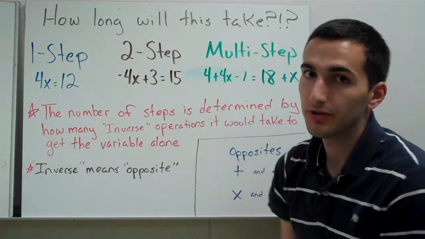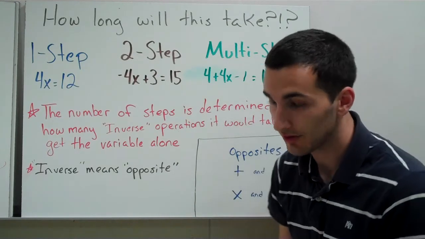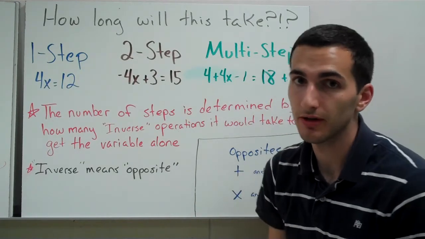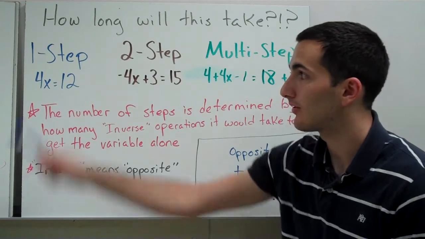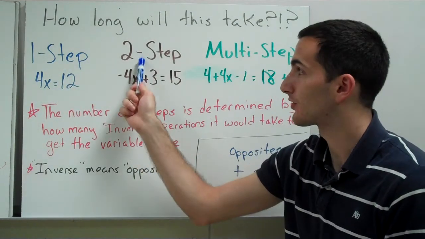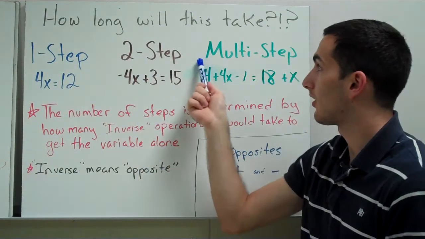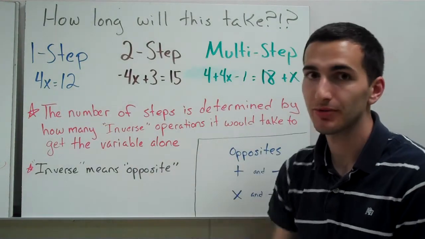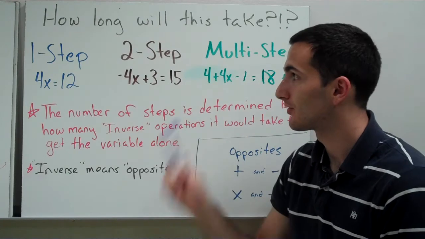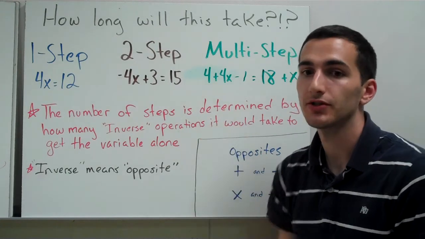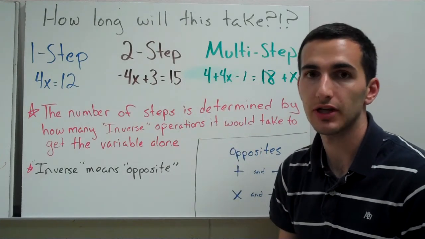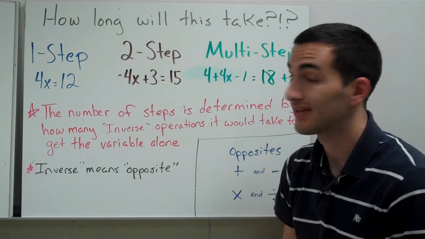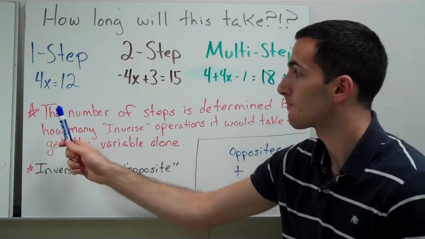Alright, how long will this take? Well, that all depends. There are several different types of linear equations. We have our one-step equations, our two-step equations, and our multi-step equations. As you might guess, a one-step equation takes 1 step. Two-step equation, 2 steps. Multi-step equation could be anywhere from 3 steps to 5 steps. And sometimes they get a little longer than that.